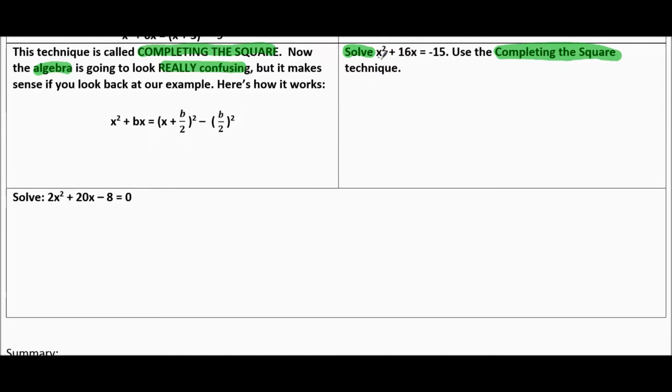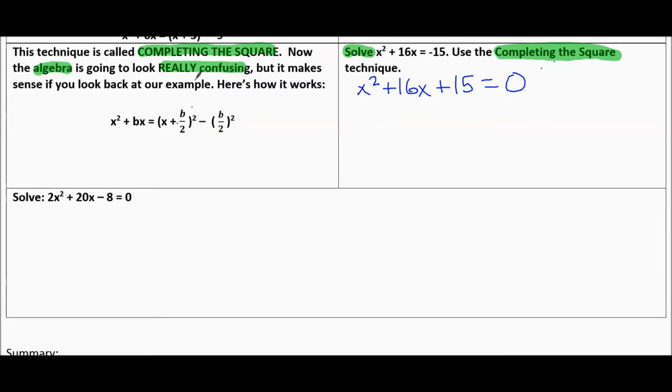Let's make a plan. We're going to write this as ax squared plus bx plus c equals 0. So that means I'm going to add 15 to both sides. Now we can talk about both sides because it's an equation. So x squared plus 16x plus 15 equals 0. Okay, we could use the zero product property and solve that, sure. But we're going to try this completing the square technique and see how it works.